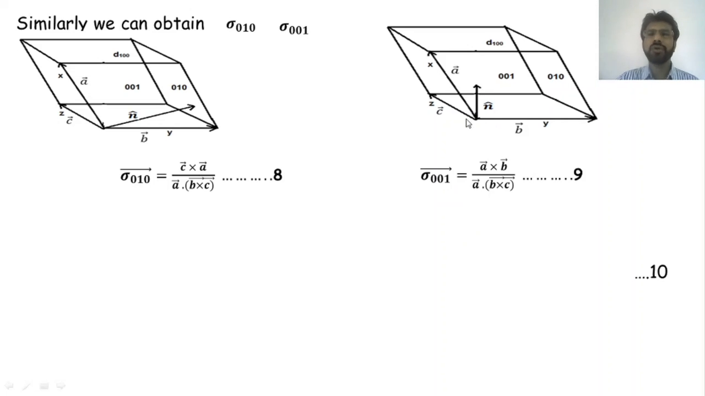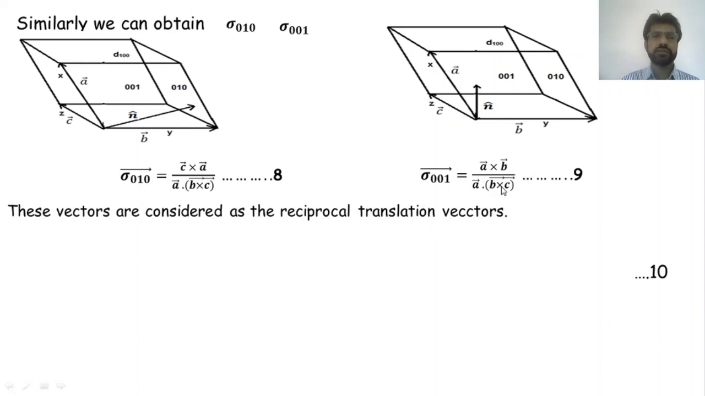Now you have to draw the vector from the origin O normal to this plane. This is the plane 0, 0, 1. So its expression becomes sigma 0, 0, 1 is equal to the vector a cross b divided by vector a dot, in brackets, vector b cross vector c. Now these vectors are considered as the reciprocal translation vectors.